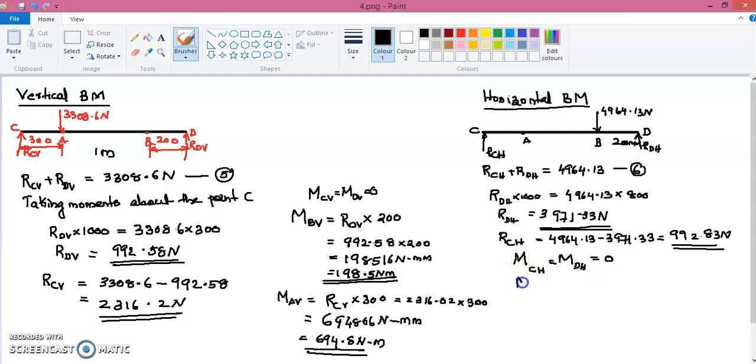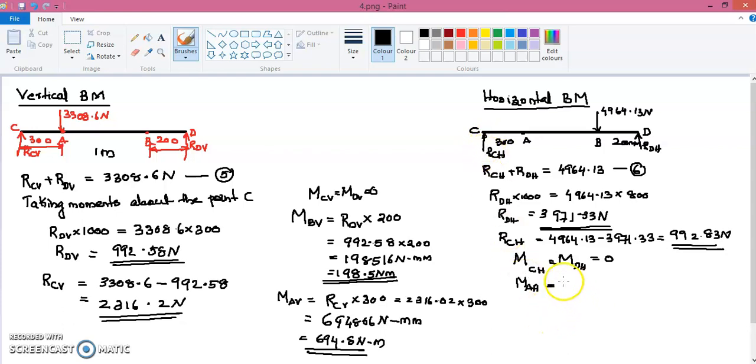Now we have to find out the bending moment at the point A, that is MAH. Here also we can take this moment. If I take it from the left side, it will be RCH into this distance, 300. If I take it from the right side, I will be having this RDH into this distance, and I will be having this 4964.13 into this distance. So this will be easier because I have only one force to work from this direction.